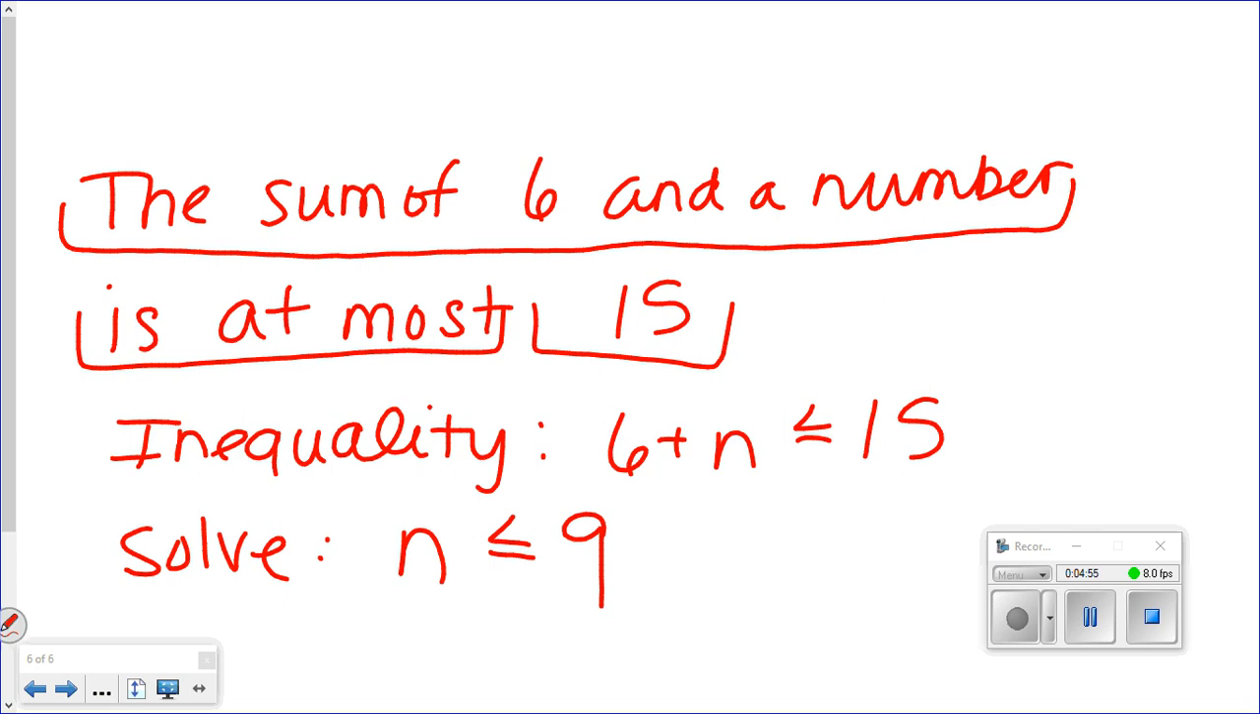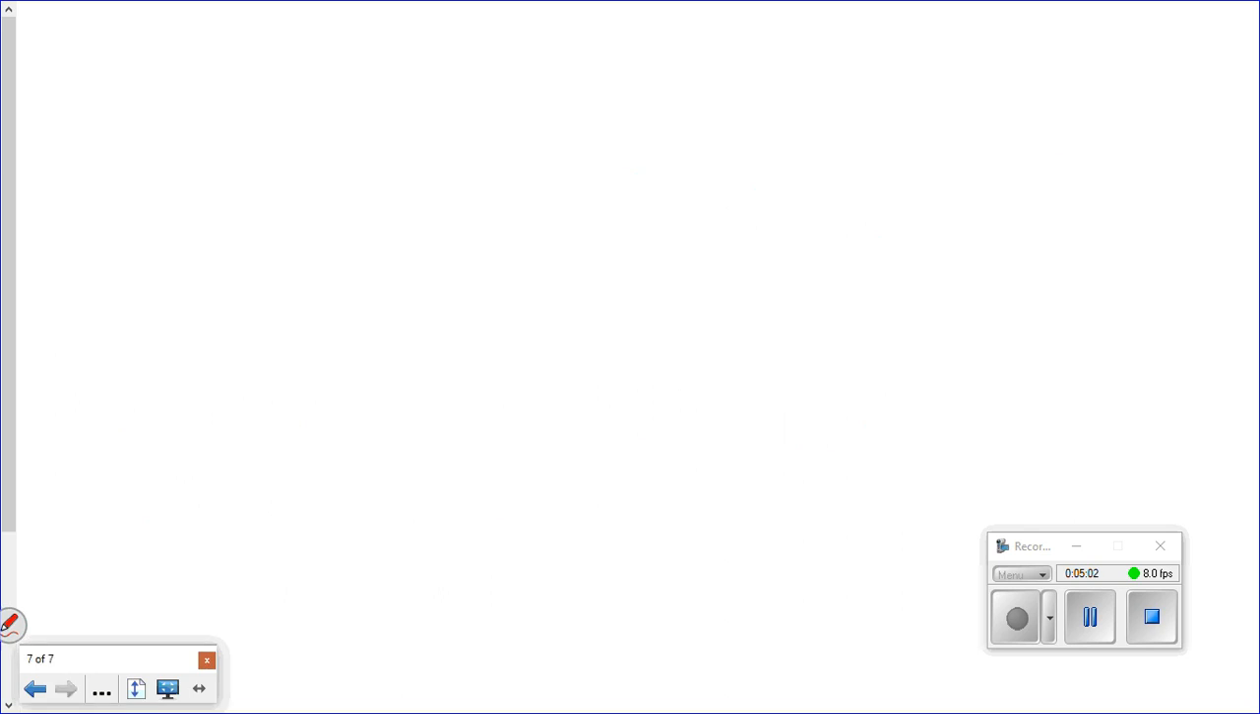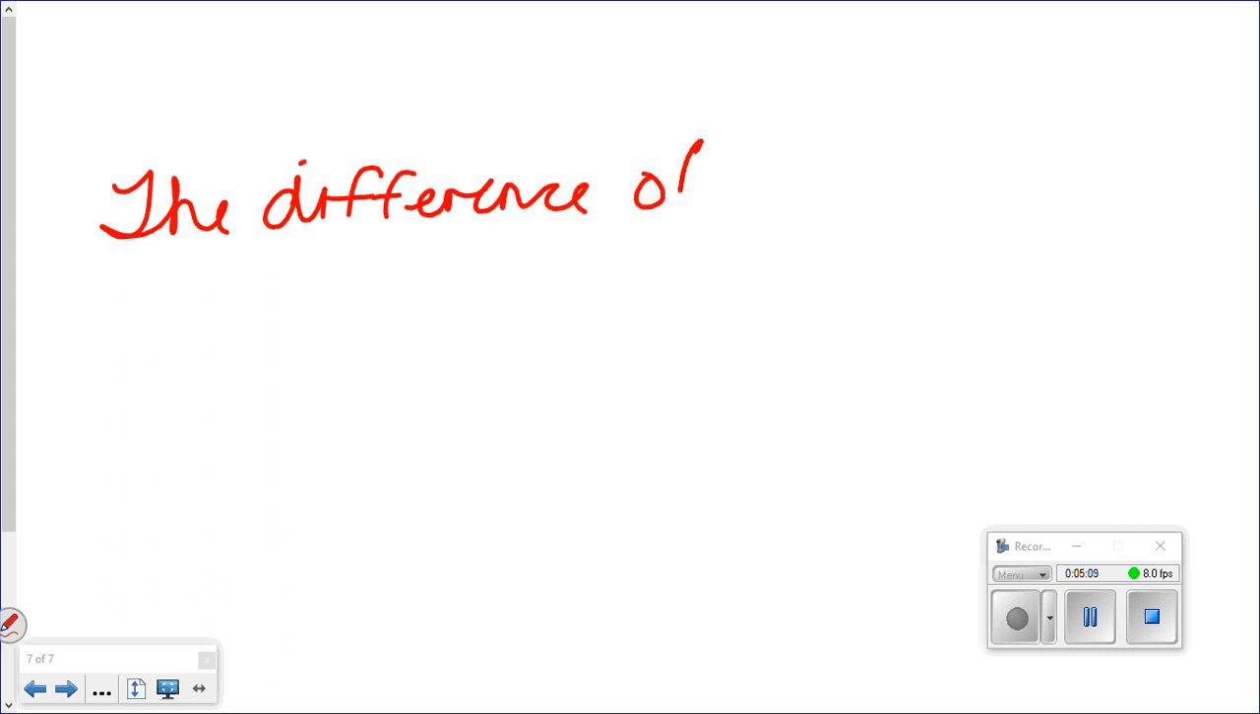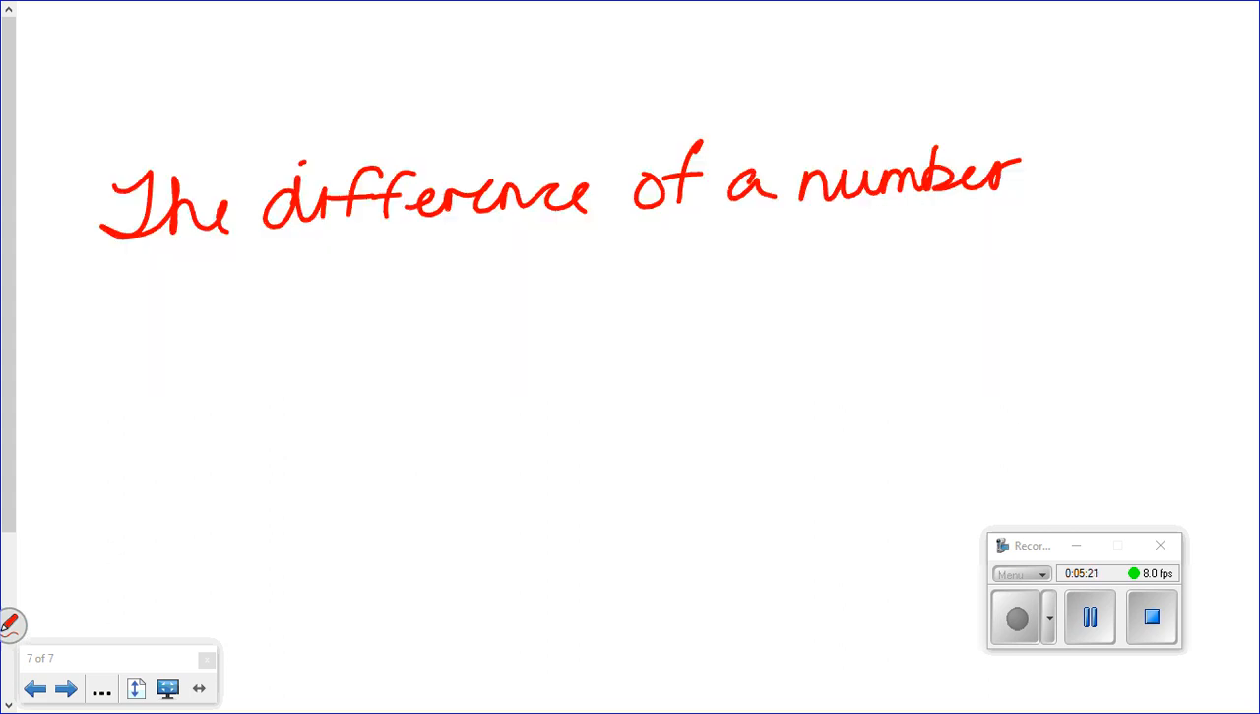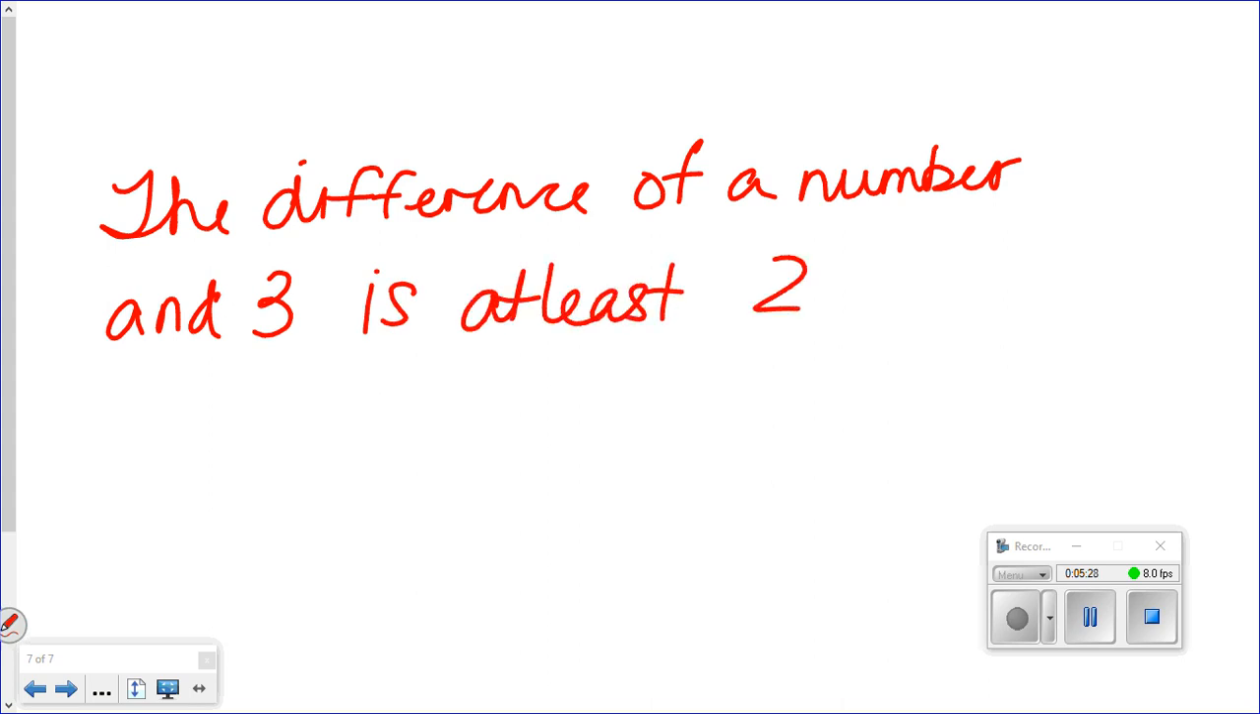Good job. Okay, I'm going to give you one more, and I want you to try it again. Ready? We're going to use a different weird word in there, so you're going to have to use your notebook again. So, the difference, we're getting even crazier. The difference of a number, okay, that's 2 words. It doesn't look like it, but, oh my goodness. A number and 3 is at least 21.